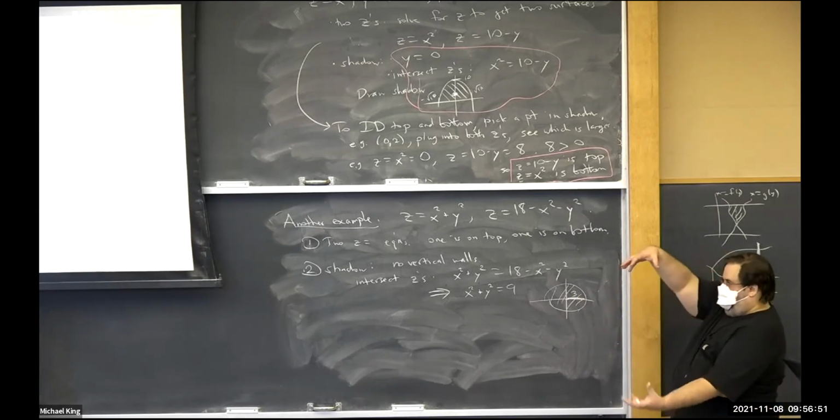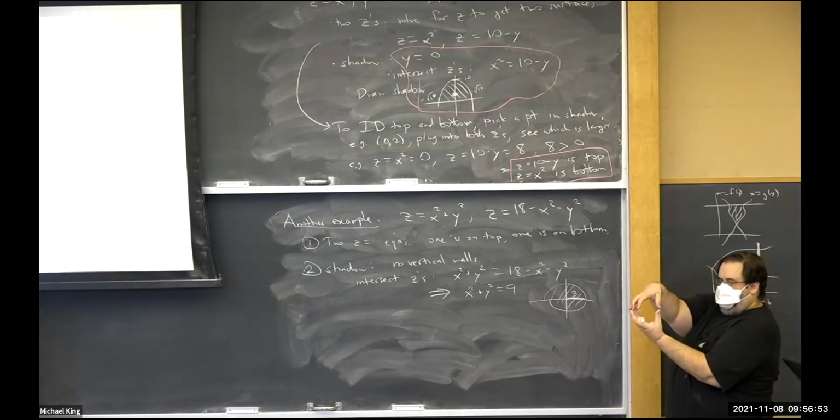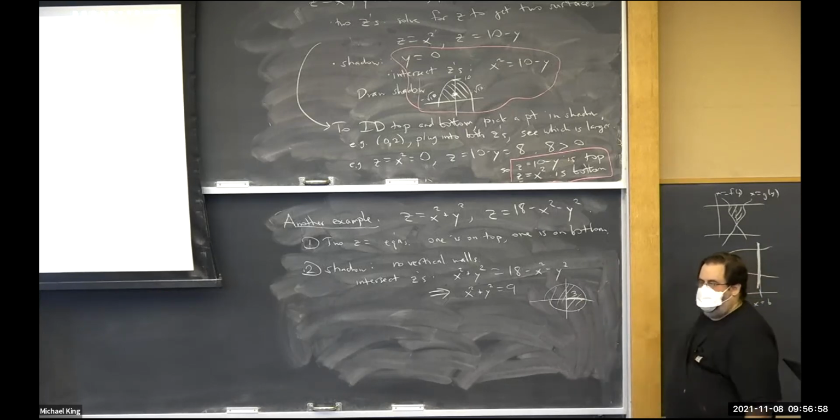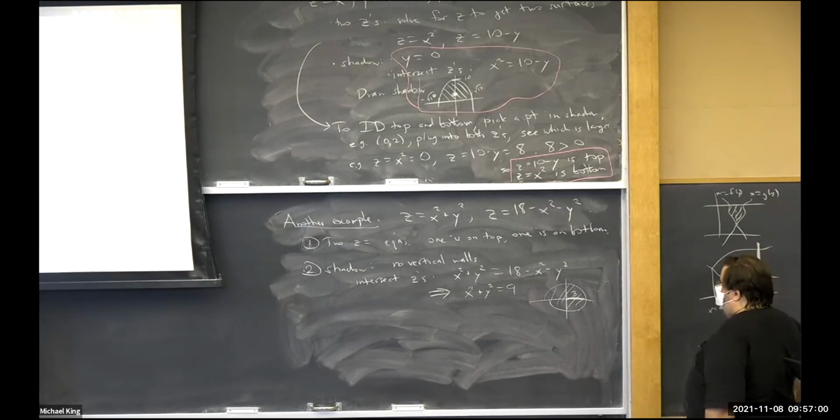And yeah, there's an upward facing bowl and a downward facing bowl, and they basically intersect. It basically makes like an Easter egg, one of those plastic Easter eggs you open. Okay, so that's the shadow.